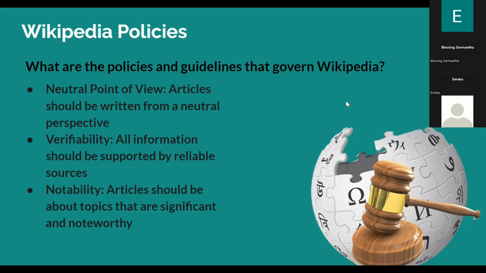verifiability. So when you're writing on Wikipedia, another thing is that people should be able to verify that information that you are saying. All information should be supported by reliable sources. So that is where your references, your citations come in. So when you are writing on Wikipedia, make sure you have sources to back up your claim.